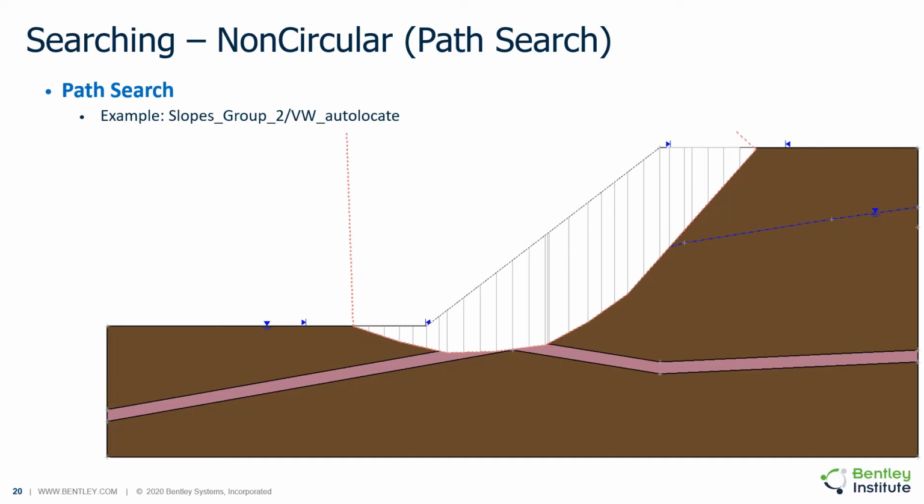This example shows the use of path search to generate a non-circular slip surface, which particularly follows a weak layer. The model which demonstrates this method may be found under the slopes group available under the PLAXIS LE Manager.